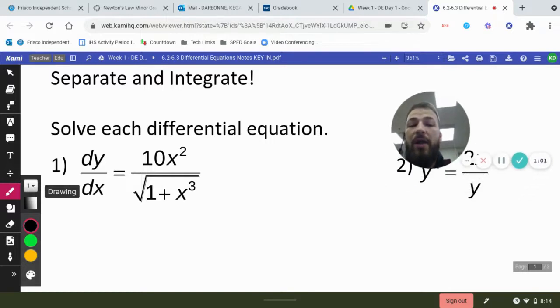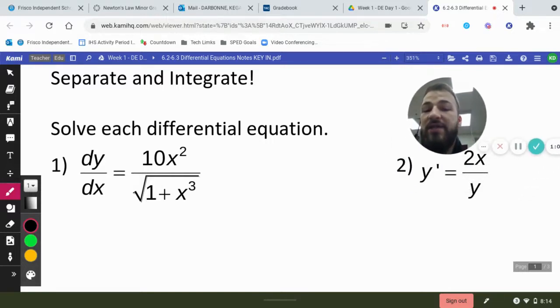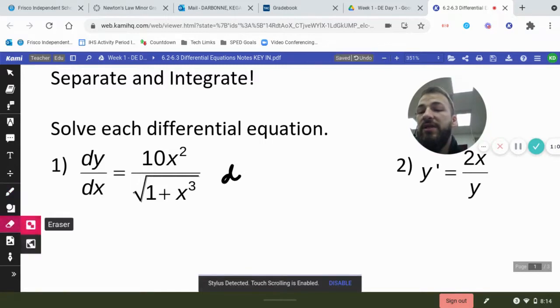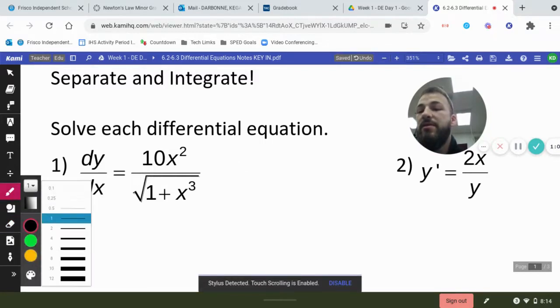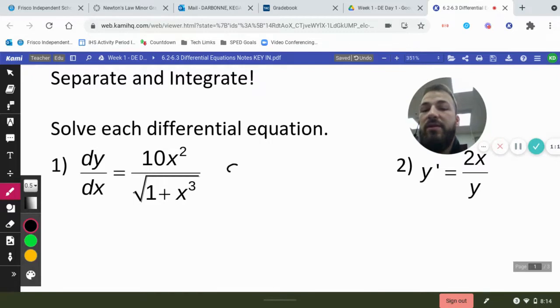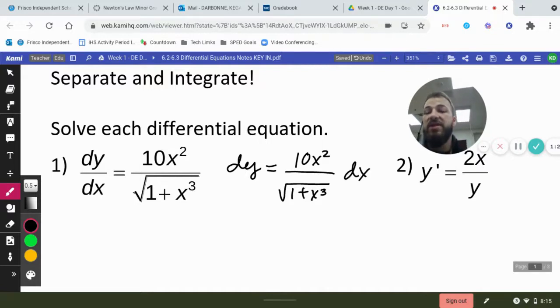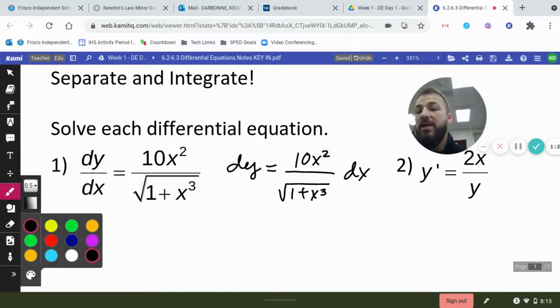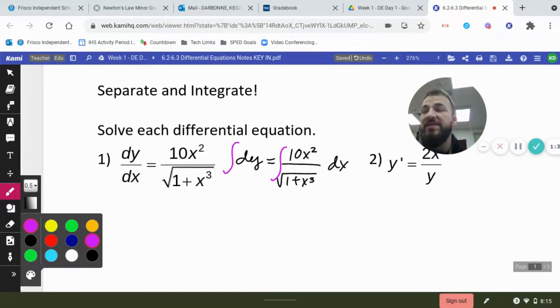So before I am integrating, I multiply dx over, so we get dy is equal to 10x squared over the square root of 1 plus x cubed times dx. So first I separate, then I come in and I integrate. On the left side, my integral is going to be pretty easy. The integral of 1 dy is just equal to y.